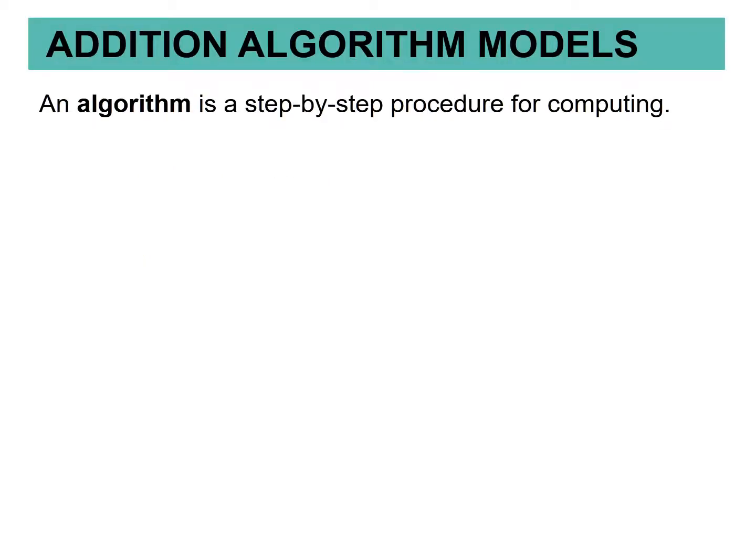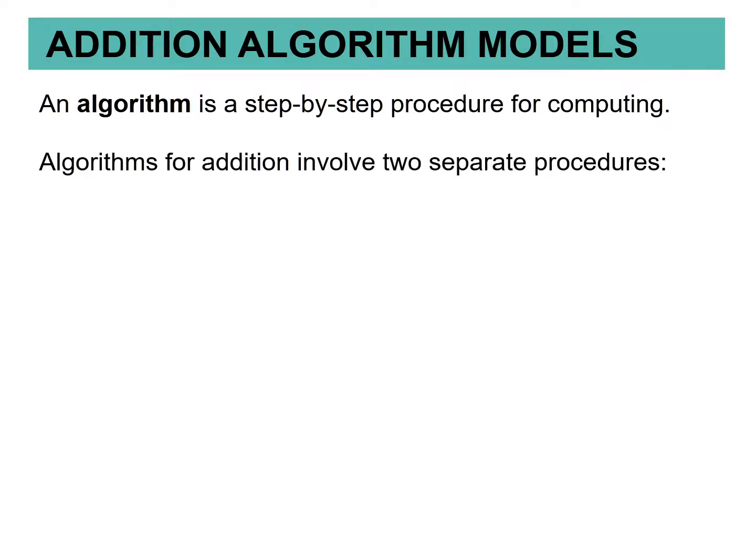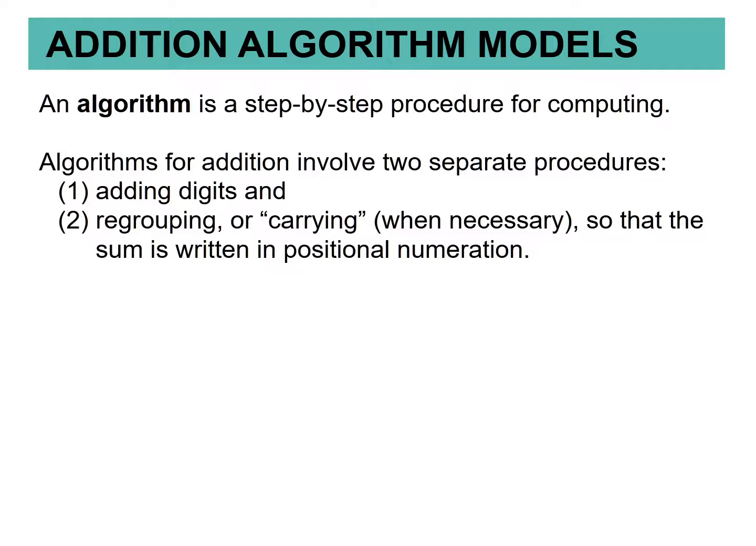An algorithm is just a step-by-step process for doing anything, computing, calculating, whatever. And when we learn addition algorithms, we have two procedures going on. First, we add digits, so we have our positional number system. So we line up the positions so that they match. We add the digits in those positions, and then we regroup, or sometimes we call it carrying, if it's necessary. And our final answer is written in positional numeration.